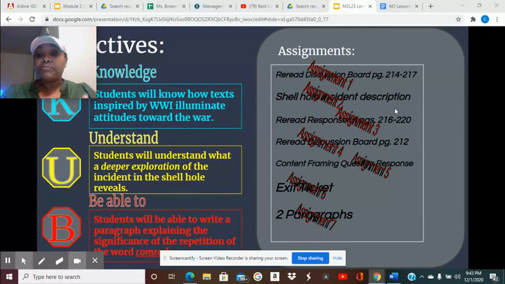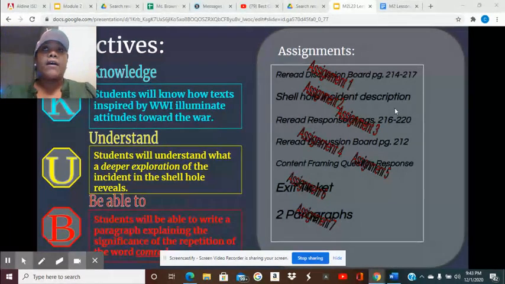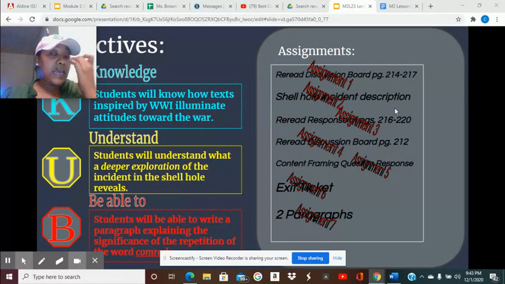Okay, so then you're going to answer the content framing question. And you're going to do that response, and then you're going to complete your exit ticket, which by now you know that we're going to complete with every lesson that we do. And it's basically during our land portion of our assignments daily.